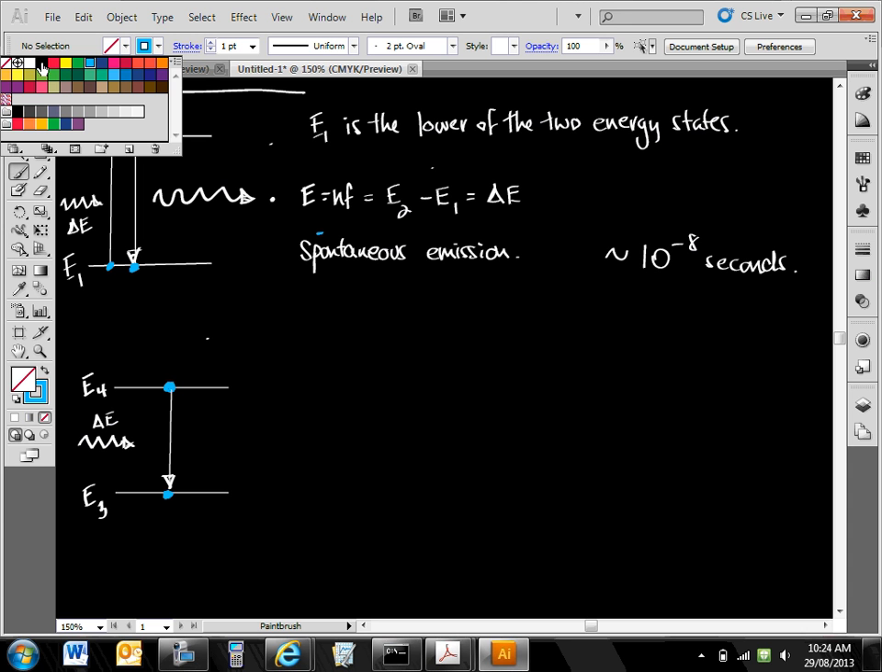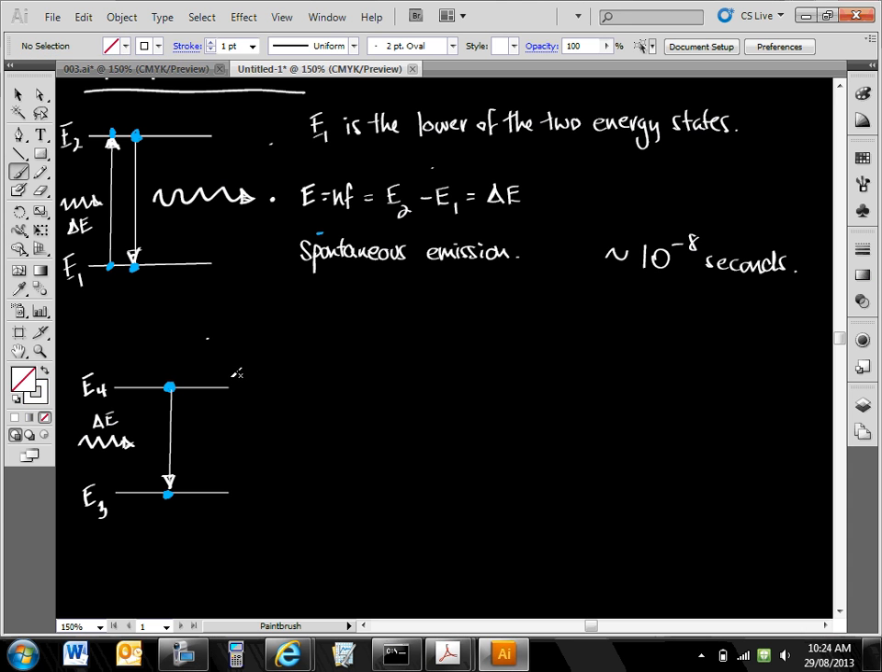What's that, Matthew? No, think about it. I'm sending energy in. It's already in an excited state. When that energy strikes the atom, it jumps down. Yep.